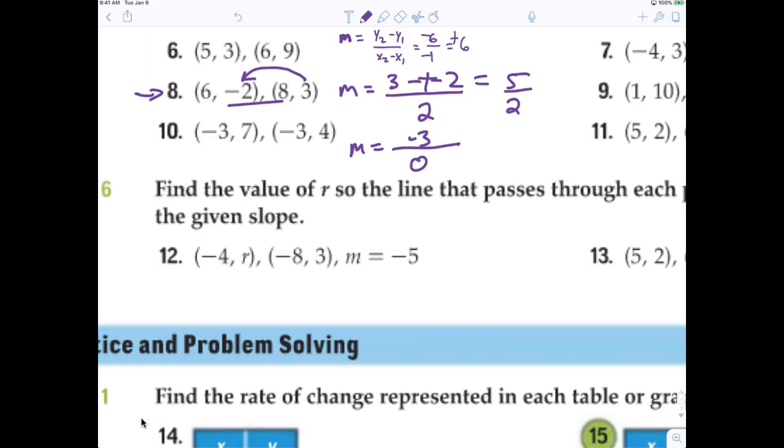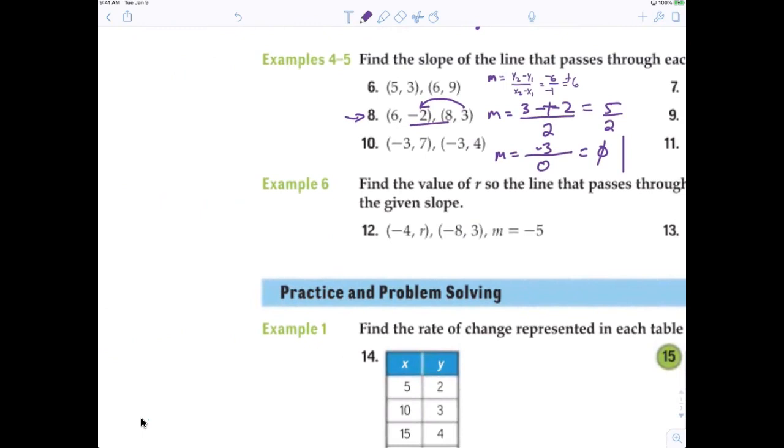Now, if you have 0 on the bottom, you cannot divide by 0. That is undefined, which means it's a vertical line. Now, do you guys know why you can't divide by 0? A lot of people say you can't divide by 0, and people are like, well, I don't even know why. All right, because the calculator says you can't divide by 0. I like that, all right? But now, here's the mathematical reason why you can't divide by 0.